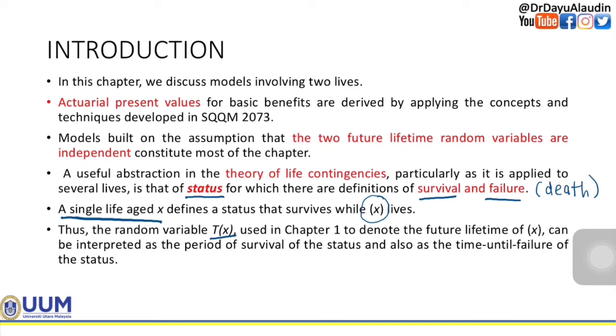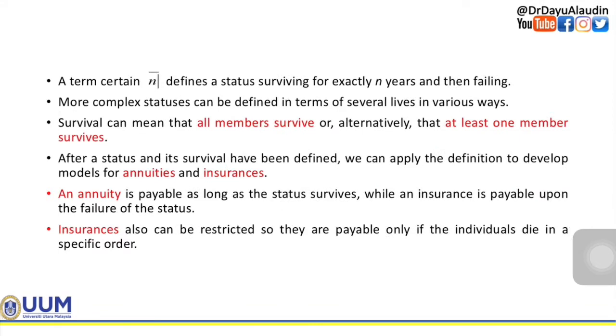So the Tx, for example, this is the timeline. x is the current age for an individual. The big X is for the death or the failure time. So this period we call the future lifetime, denoted as Tx. A term certain n defines a status surviving for exactly n years and then failing. So the notation is like this.